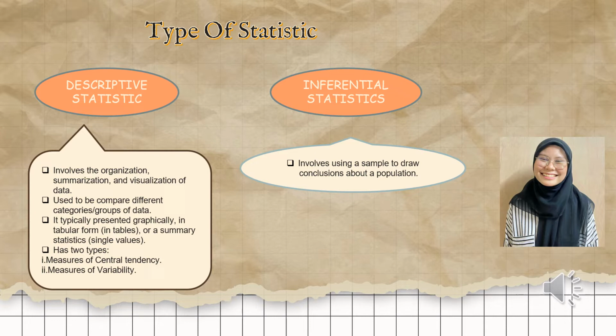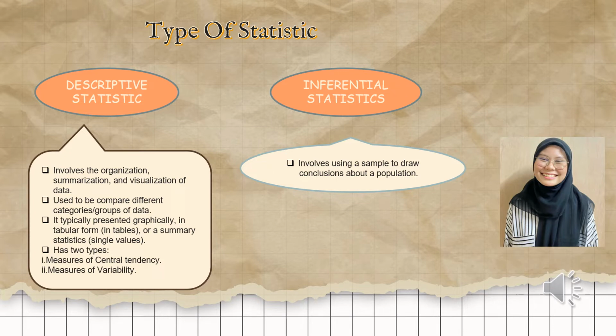My matric number is A20A1696. Today I talk about types of statistics. Firstly, descriptive statistics involves the organization, summation, and presentation of data. It is also used to compare different categories of data. It is presented graphically, in tabular form in a table, or as a summary statistic in a single value.